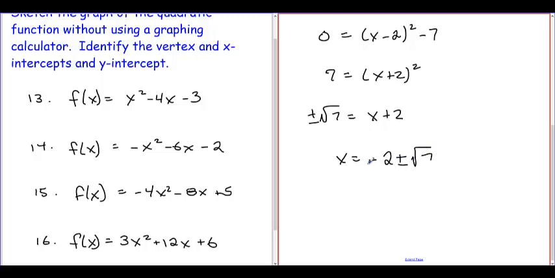So we'll get a calculator out to get a decimal answer. So you get negative 2 plus the square root of 7. Actually, that's minus the square root of 7. So if you subtract the square root of 7, you get negative 4.6. And if you add the square root of 7, you get 0.6.